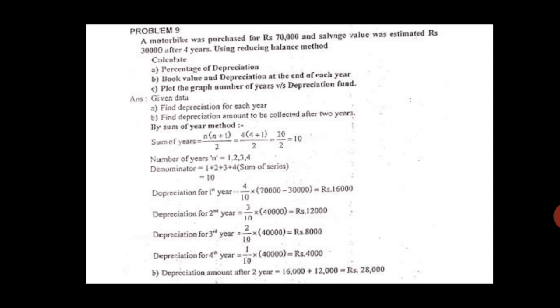This way you have to plot the graph also. In the graph, the number of years is at the bottom: 1, 2, 3, 4. On the y-axis you can plot 16,000, 12,000, 8,000, 4,000 rupees. Okay, you'll get a straight line. Linear it is. So the depreciation amount after 2 years is the first year 16,000 rupees plus the second year 12,000. So 16,000 plus 12,000 is 28,000. It is the depreciation after 2 years. Okay. So very simple it is.